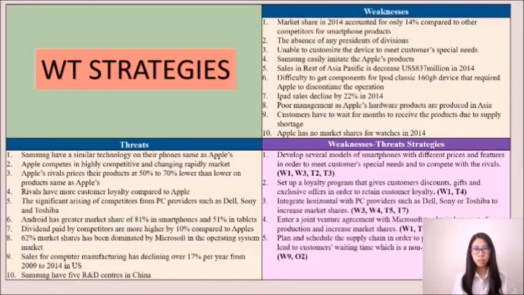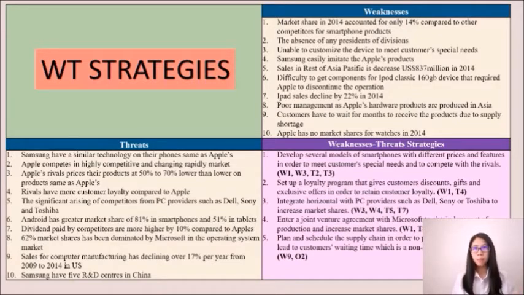Secondly, the strategy is to set up a loyalty program that gives customer discounts, gift, and exclusive offers in order to retain customer loyalty. This is referring to W1 and T4, where the weakness of low market share and threats of great customer loyalty can be reduced and avoided.